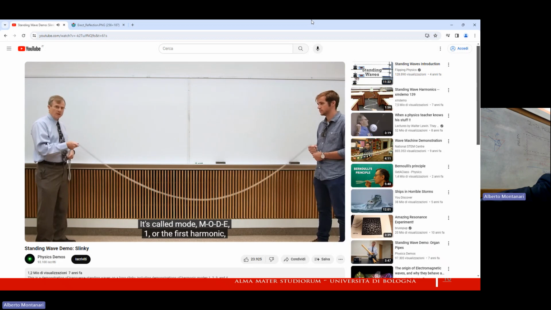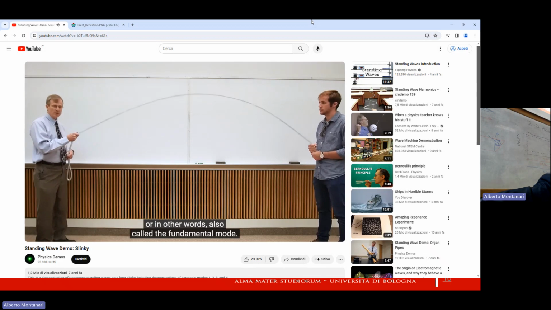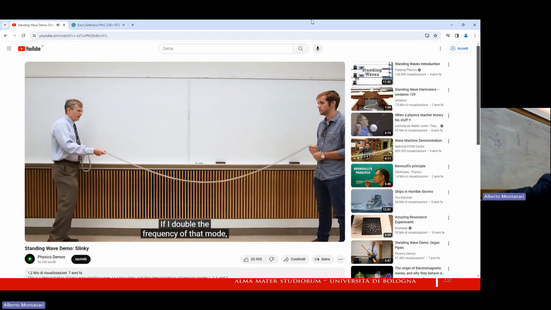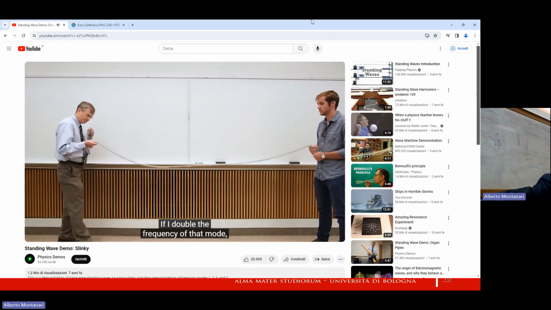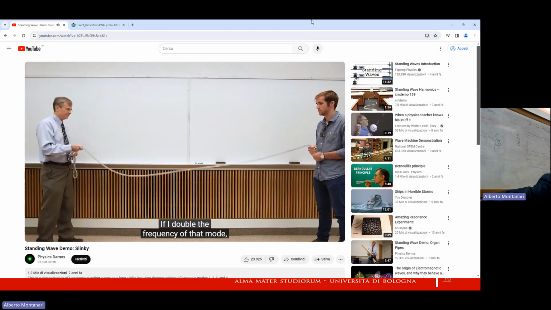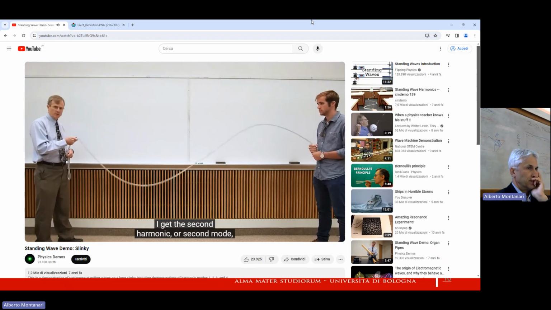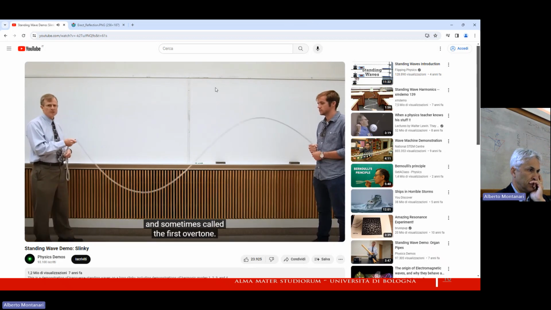It's called mode, M-O-D-E 1, or the first harmonic, or in other words, also called the fundamental mode. It's the lowest frequency mode that you can get in a transverse standing wave. If I double the frequency of that mode, I get the second harmonic, or second mode, and sometimes called the first overtone.